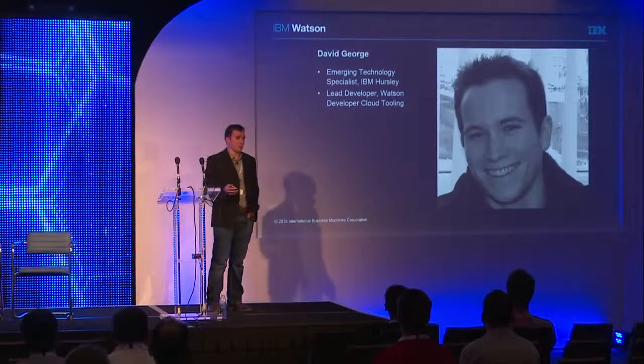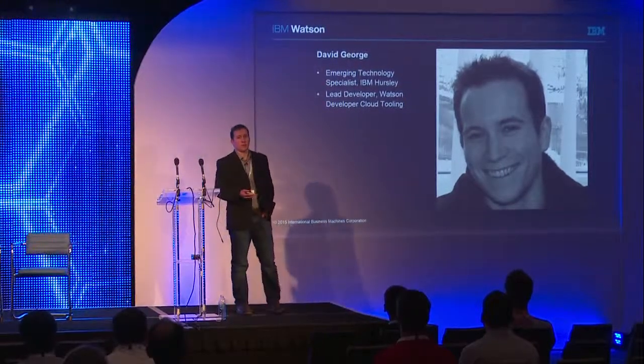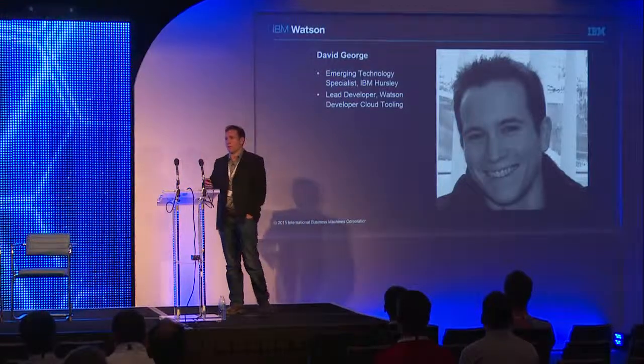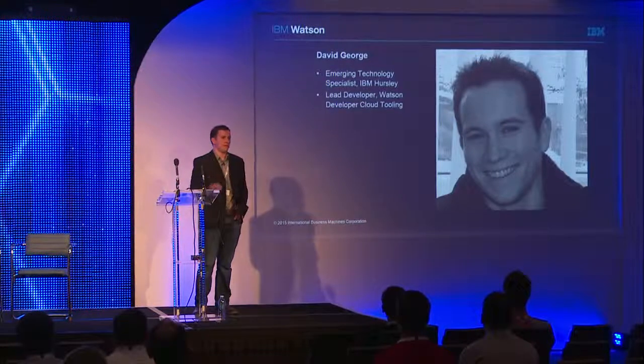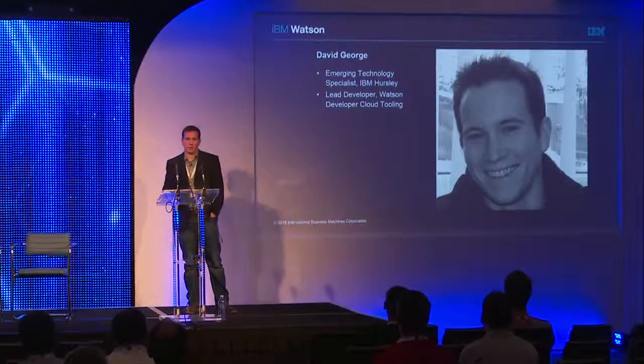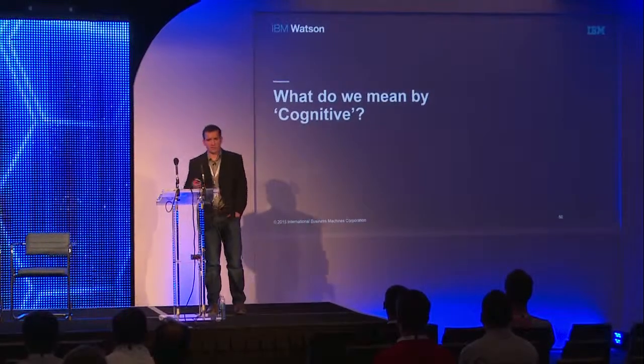The other hat that I wear at IBM is I'm also one of the lead developers in Watson Group's tooling team, where we build tools which help developers to configure and train the types of applications that we're going to be talking about today. So first of all, the level set.